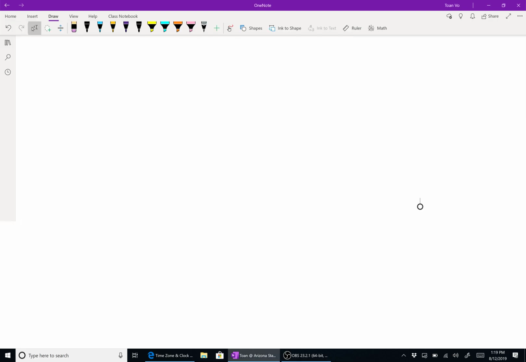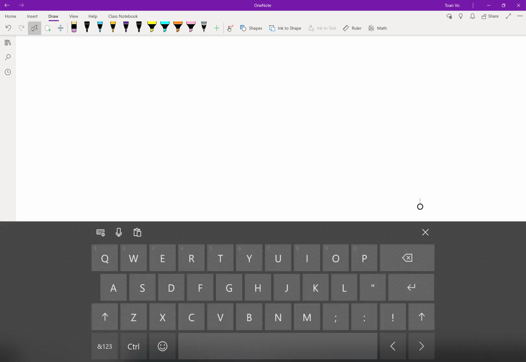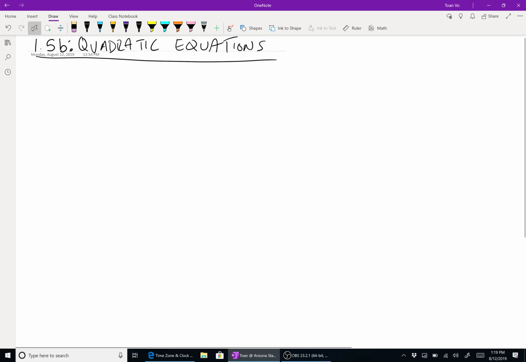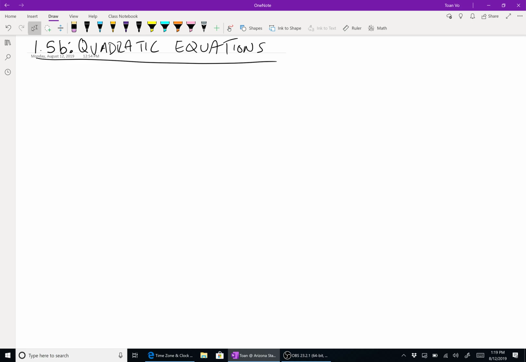So, as stated on Friday, 1.5 is all about solving different types of equations. The textbook sort of puts all the types in one. I thought that was way too much, so I'm chopping it up over the next several days. On Friday, we talked about linear equations. Today, we're going to talk about nonlinear equations, specifically quadratics.